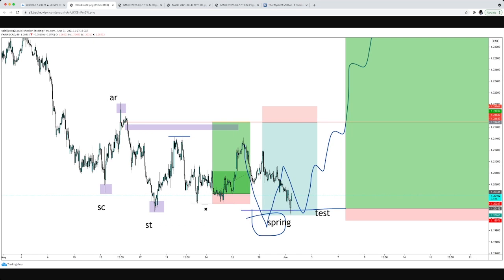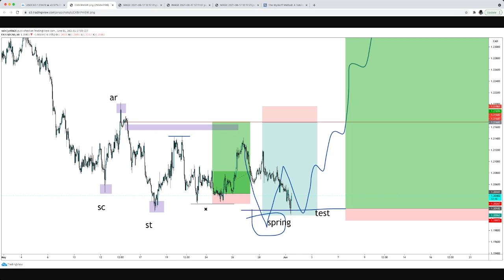This is a screenshot I have from June 1st. I had the SC, AR, ST. I had that equal low setup. I took a setup from here, and I took this up. I ended up cashing out. I wanted it to come up here and mitigate this. And I wanted to try to sell it down, but it didn't happen.